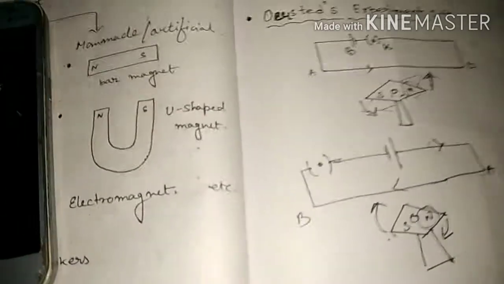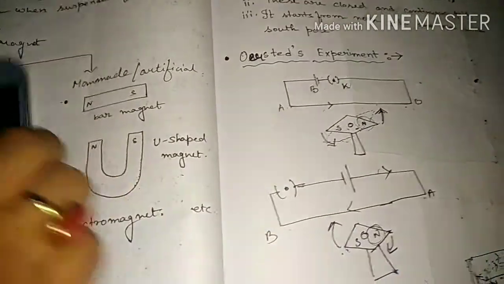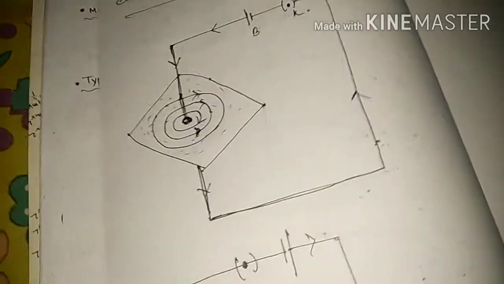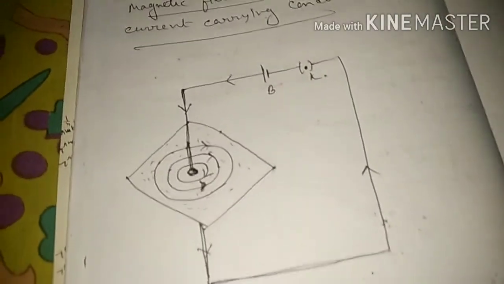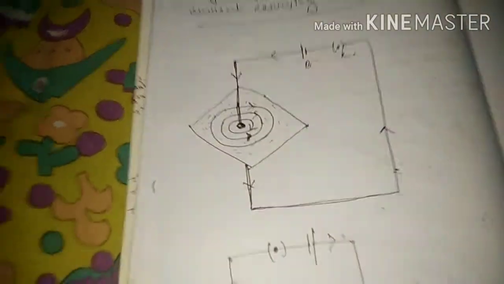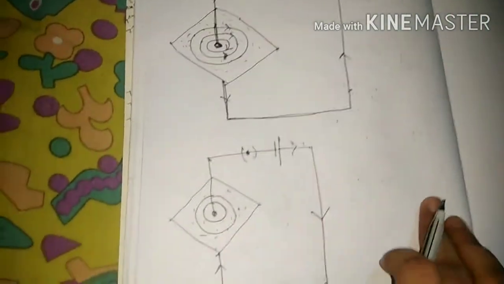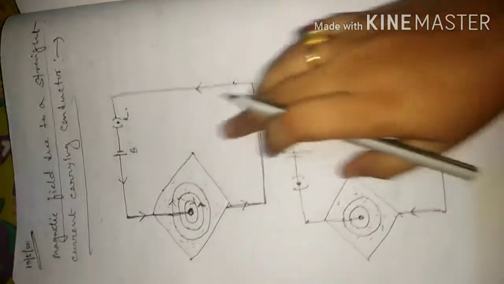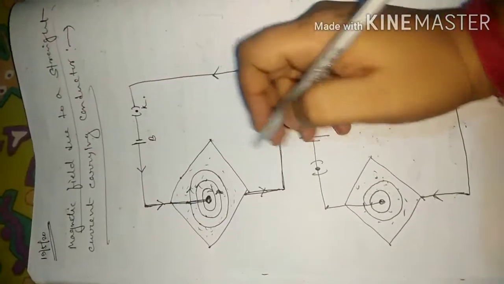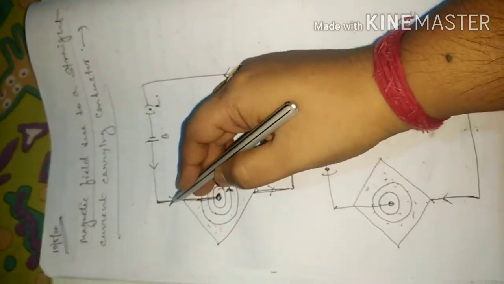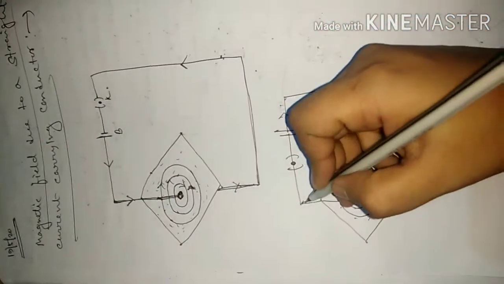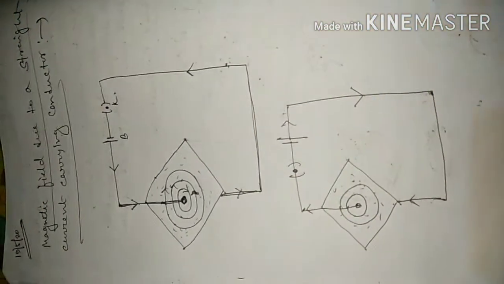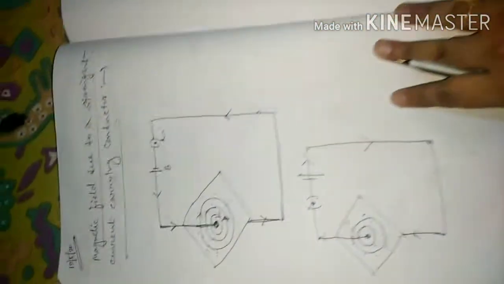Now in today's class the main topic is magnetic field due to a straight current carrying conductor. Let's take two diagrams here. We draw two diagrams. Both are the same, just two diagrams. What is the difference? In the first diagram, the current direction is this side. In the second diagram, the current direction is opposite to the first. Nothing else; other things are the same.